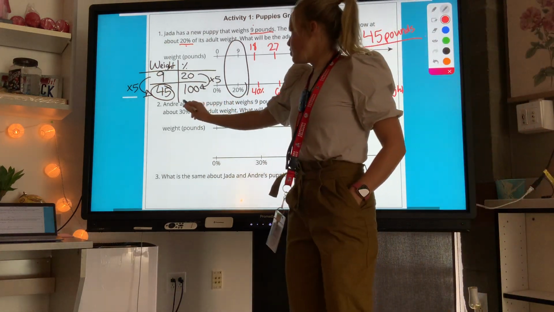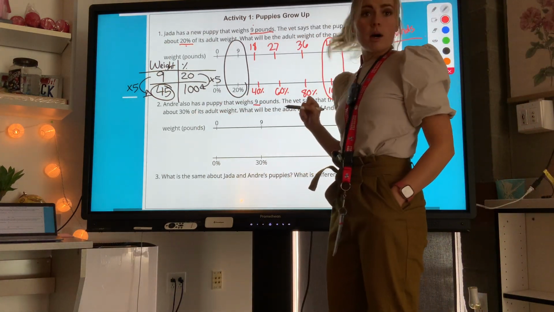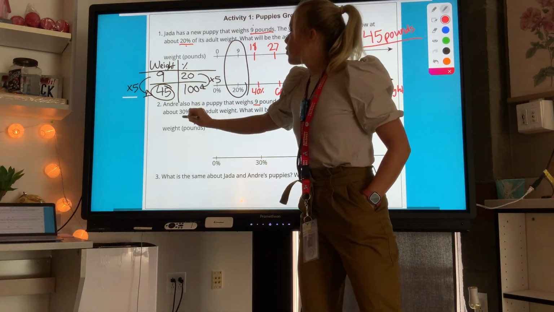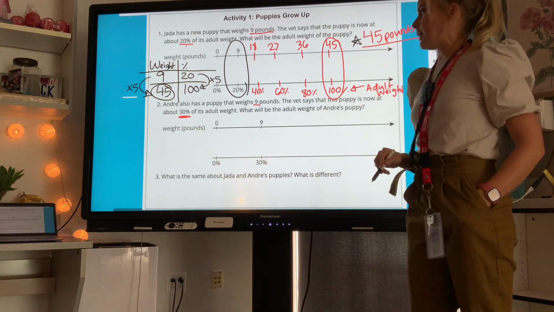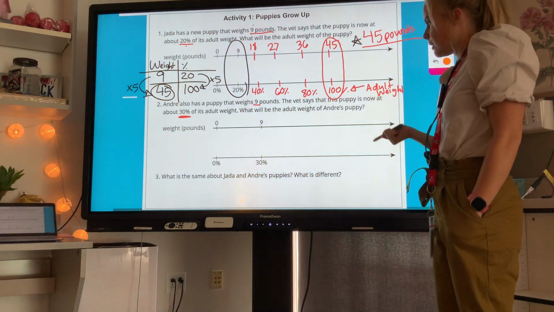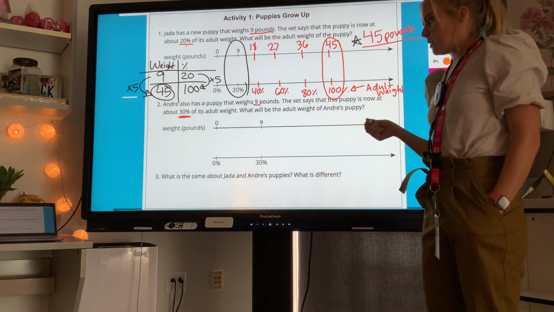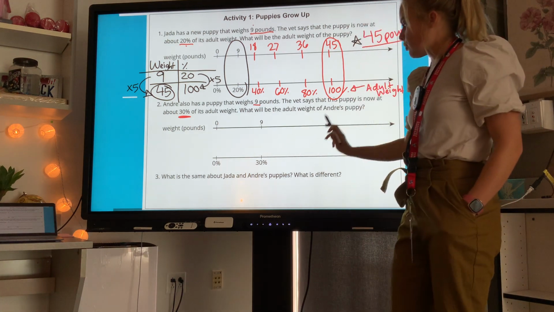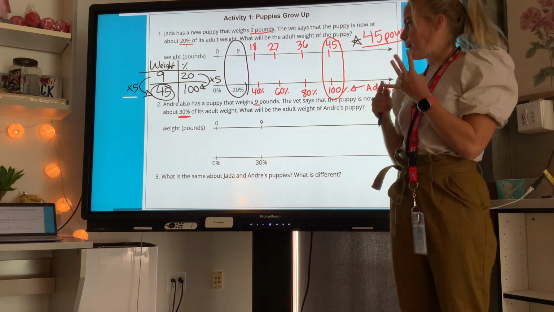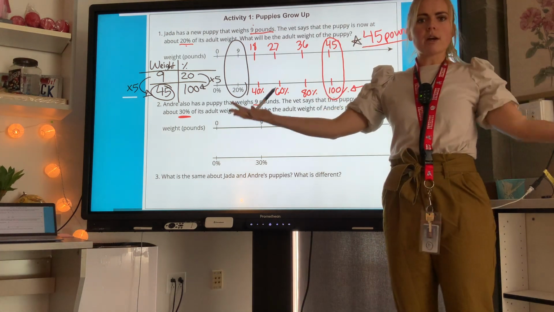Question two says, Andre has a puppy that weighs 9 pounds as well. The vet says that this puppy is now at about 30% of its adult weight. What will the adult weight of Andre's puppy be? Again, this one's a little bit different because if I count by 30s, 30, 60, 90, 120, I want to find out what it is at 100%.